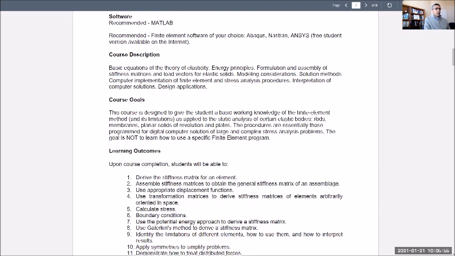And we are going to look at elements that use bars, 2D, so they can be applied to rods, membranes, planar solids, solids of revolution, and plates.